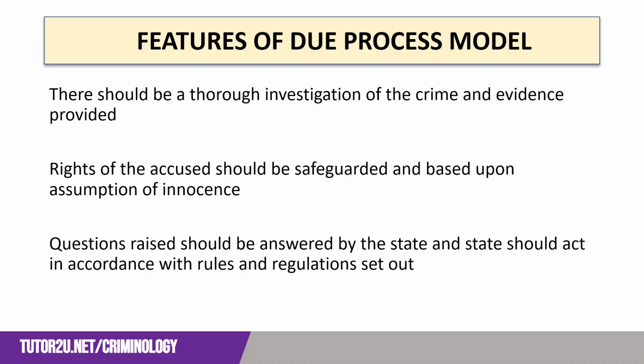There are several features of the due process model that students need to take into account. First of all, the due process model assumes that there should be a thorough investigation of the crime and of the validity and reliability of the evidence provided. A second feature of the due process model is that the rights of the accused should be safeguarded, and this is based upon the assumption of innocence, that the individual has not committed a crime until they are found guilty by a jury of their peers or a judge or magistrate.